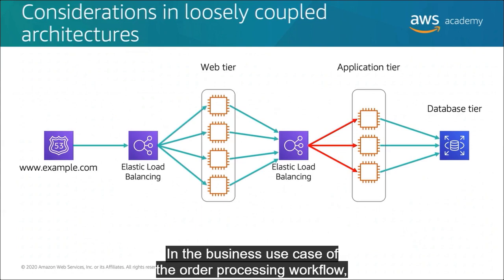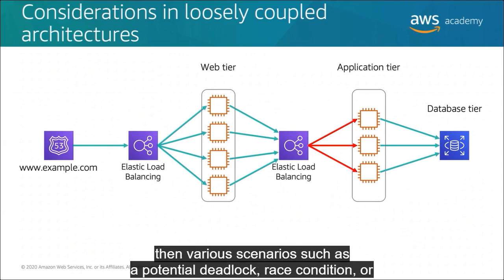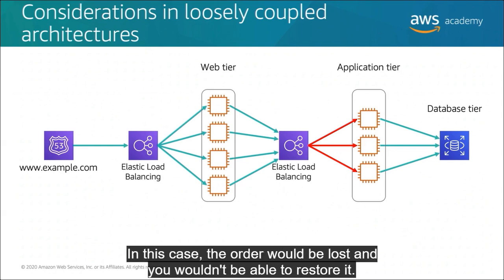In the business use case of the order processing workflow, one potential point of vulnerability is saving order data to the database. If the business requires that order data must persist in the database, then various scenarios, such as a potential deadlock, race condition, or network issue, could cause the persistence of the order to fail. In this case, the order would be lost and you wouldn't be able to restore it.